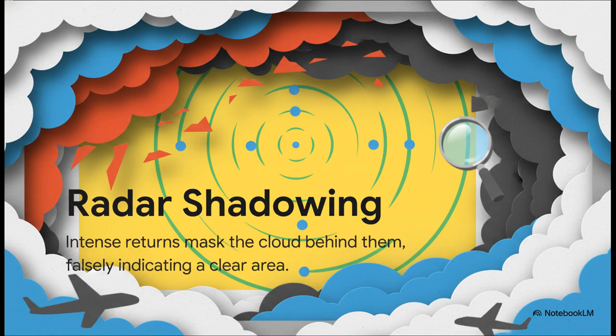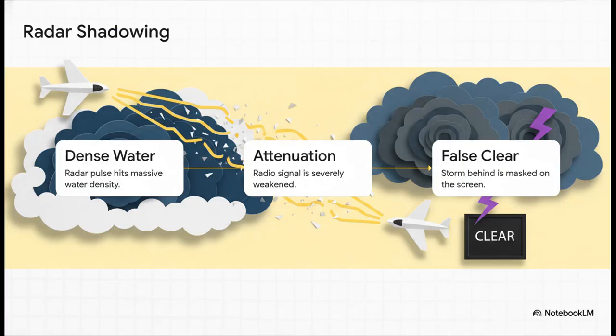Pilots have to constantly watch out for a really terrifying illusion known as radar shadowing. Let's break down how this actually happens. First, the plane's radar pulse hits a storm cell that is absolutely packed with water density. Second, because there is just so much water, the radio signal undergoes extreme attenuation. In plain English, it gets completely absorbed and weakened.